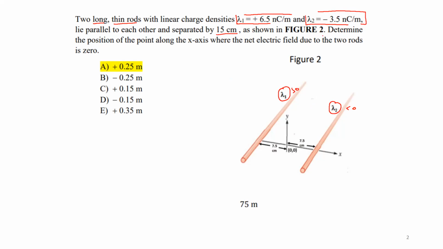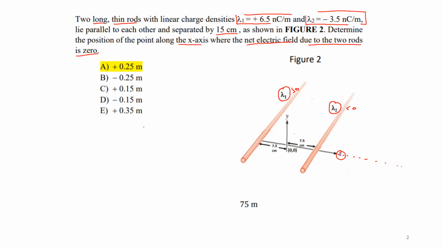So the question is, determine the position of the point along the x-axis where the net electric field due to the two rods is 0. So I want the position of the point at which E total, the net electric field created by these two charged rods, is equal to 0. Let me give you the x-axis. This is the x-axis, as you can see, and of course it goes this way.